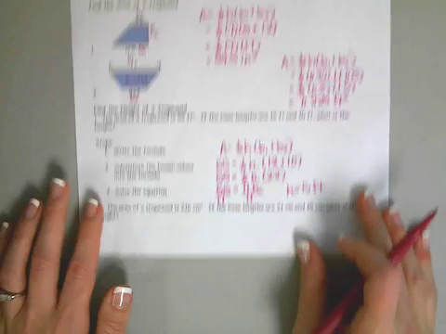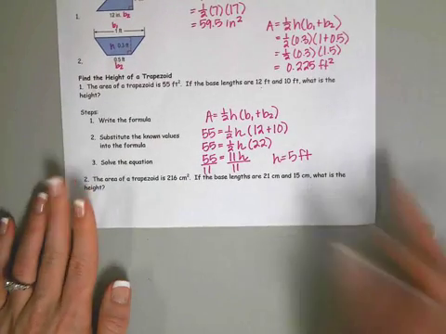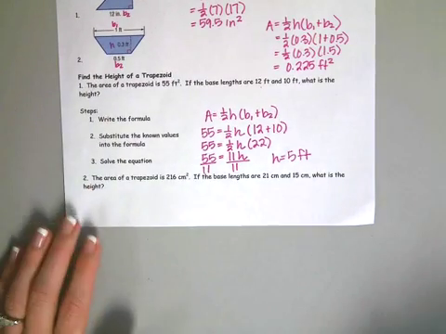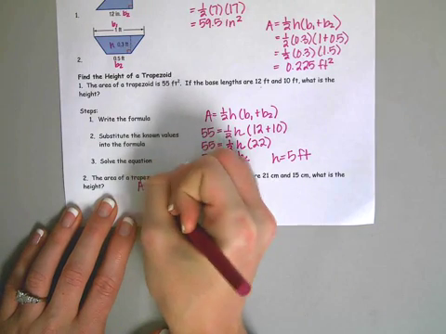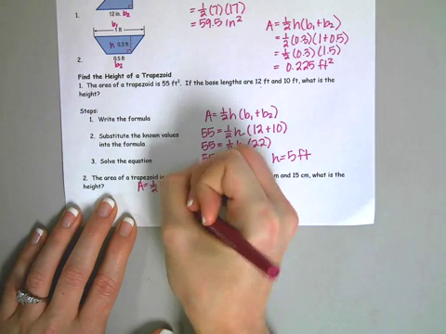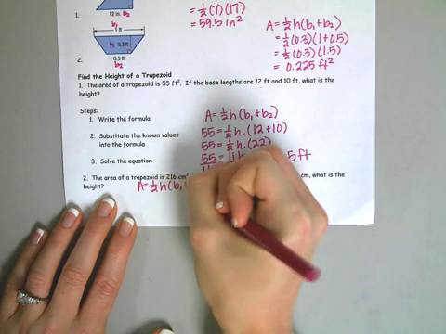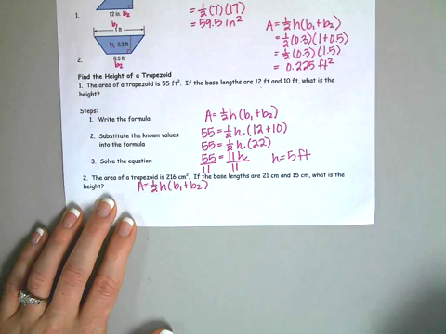Let's look at one more example of that, and you may want to pause the video and try this one on your own and then come back to it. Okay, first step is to write your formula. So area equals 1/2 of the height times base 1 plus base 2. From here we substitute in.